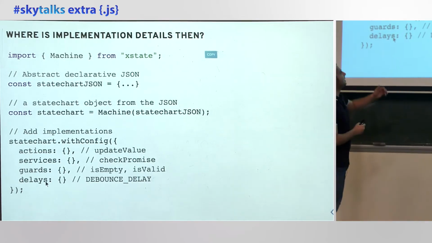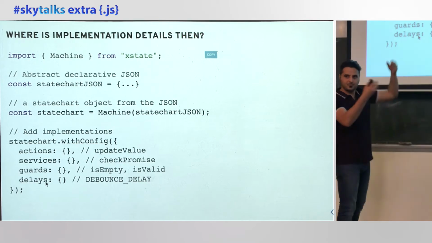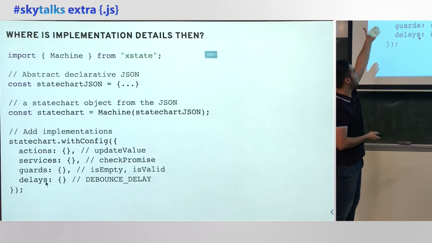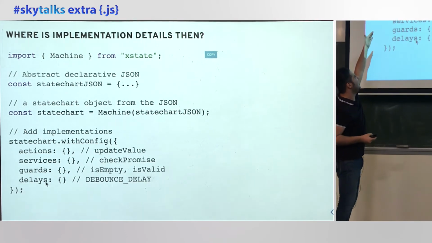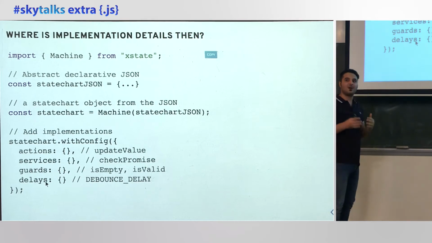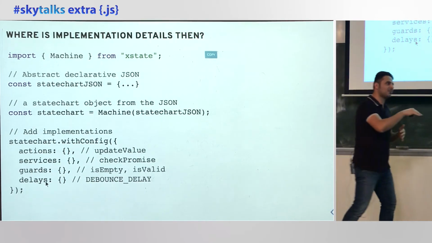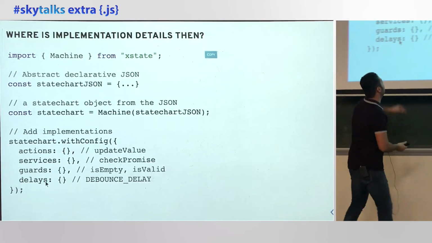XState tells you to define something as JSON. There is a machine factory that you can import from the XState library. You can pass it the JSON, and it makes you a state chart object. And then you can initialize this state chart object with whatever config you want when you're using it, not when you're defining it. The definition of the logic is still abstract. You can just put it everywhere you want, but you can define it whenever you're using it.